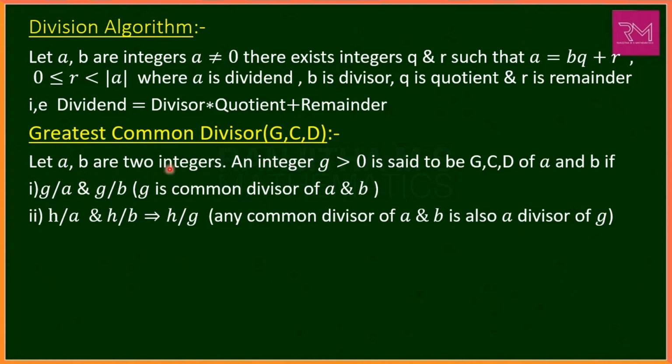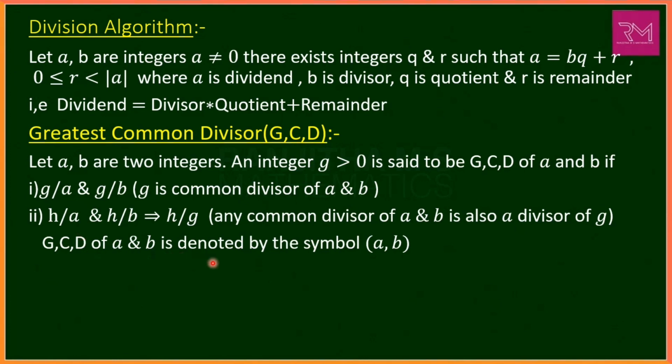Here they will give two integers a and b. We have to consider the GCD of a and b. That means g holds these two conditions, that is g divides a and g divides b. Also if there exists any common divisor of a and b, that is h divides a and h divides b, which implies h must divide the GCD value g. If these two conditions hold, we can call that value g the greatest common divisor of a and b.